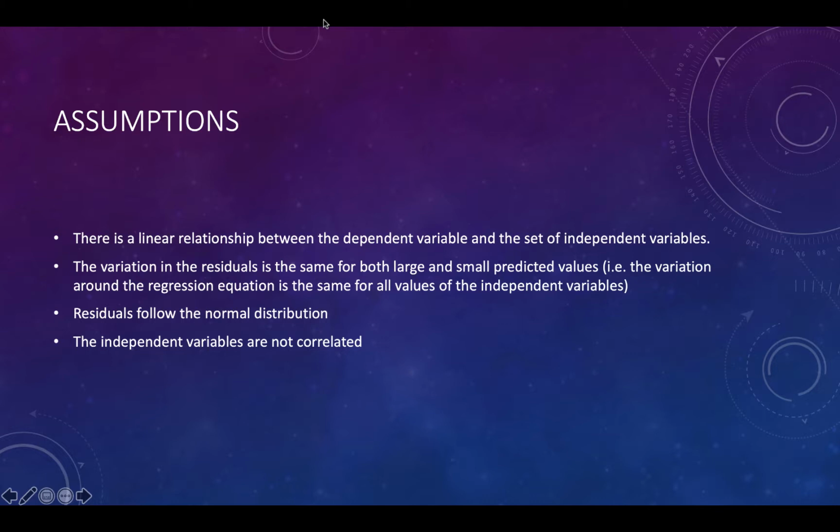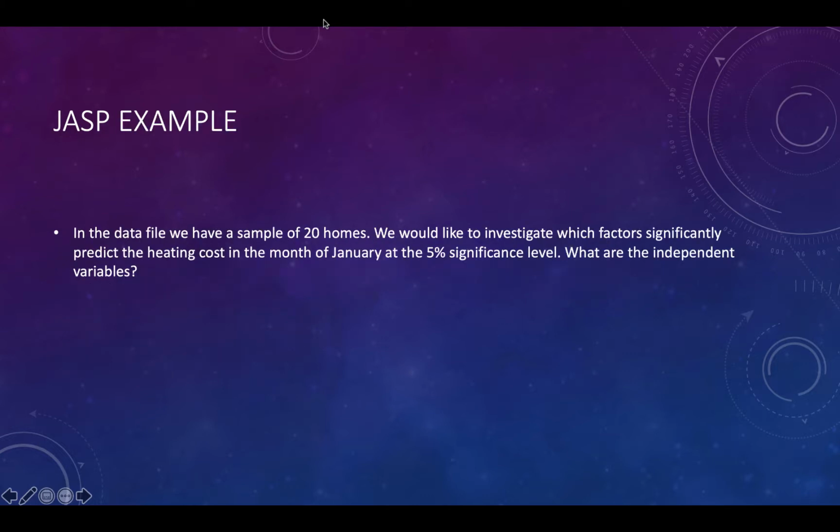The independent variables are not correlated. When they are correlated, it is called multicollinearity, and we do not want them to be correlated. And lastly, the residuals are independent. So these are our assumptions, and I think you'll find at the end that they're pretty easy to check for. So let's go through a JASP example here.